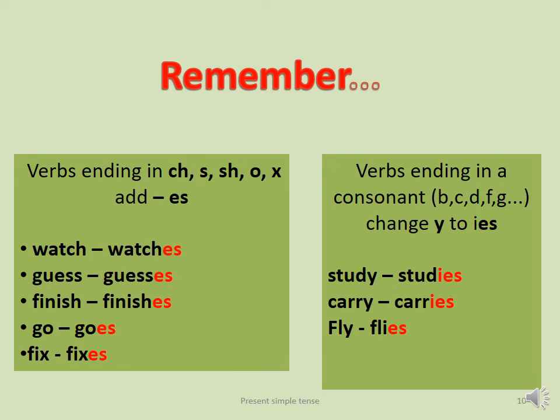Now, class, this is where it gets a bit harder, and we will do more of this in class. So do not worry if it seems a bit difficult. Verbs ending in the letters CH, S, SH, O, X, we have to add ES. So let's look at these examples. Watch, it ends in the letters CH, so the rule is to add ES.